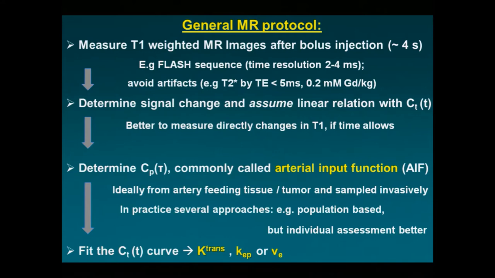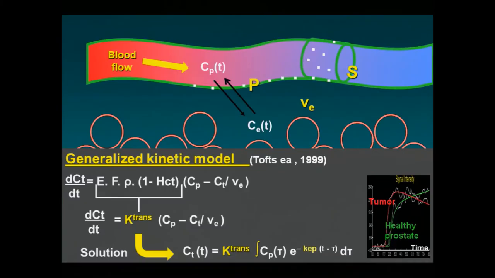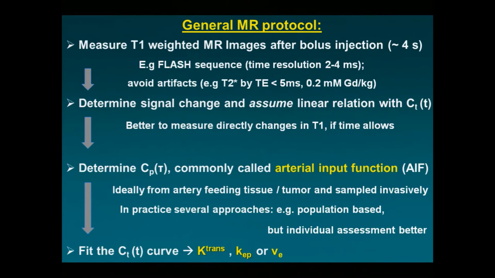Then a very important thing is that you have to determine the time-varying contrast agent concentration in the vessels, the so-called arterial input function. Ideally, in the case of a tumor, that is from a feeding artery, but in practice that is not really possible. So you may probe vessels which are nearby, as close as possible to the target tissue. That can be problematic for all kinds of reasons, and therefore in many cases a population-based arterial input function is used. But it has been demonstrated in several cases that an individual assessment is much better.